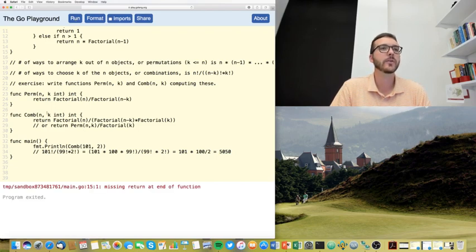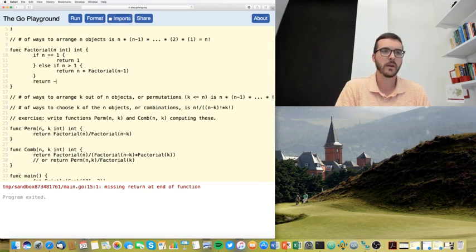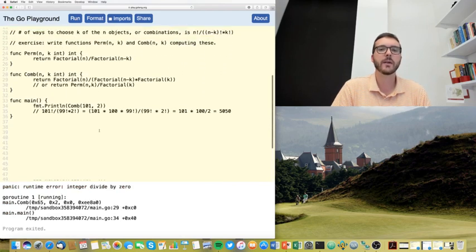where was I missing a return? If we get here, let's return -1. What's good about that is that if we tried to give it factorial of -3, then we would get a weird value. Integer divide by 0.